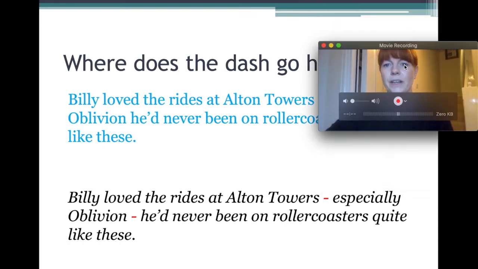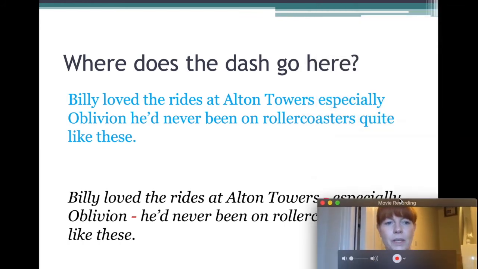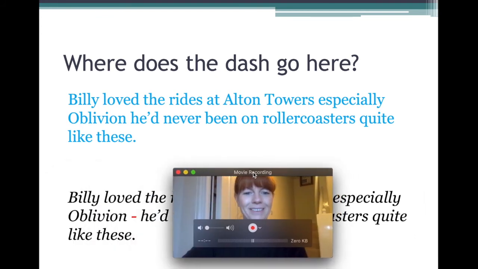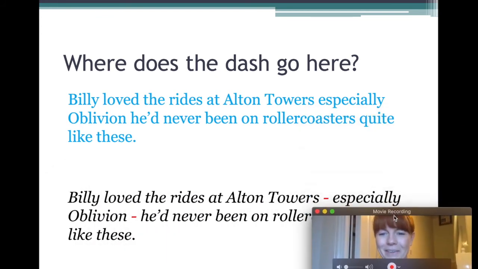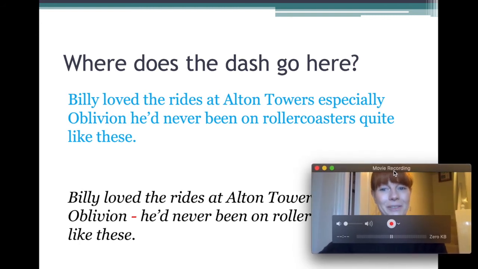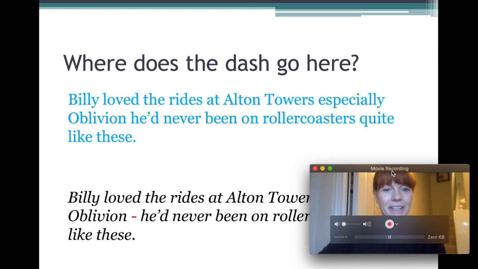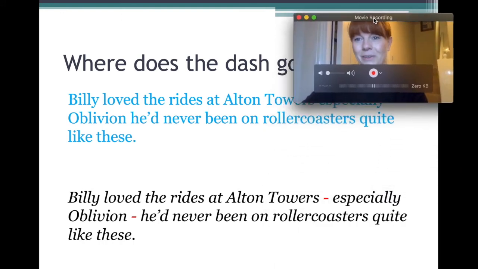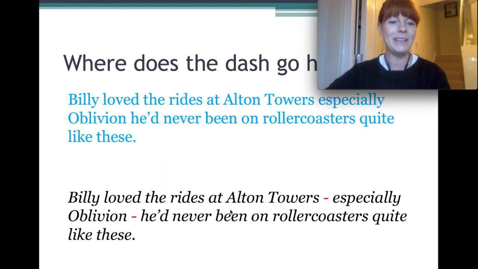So this time, where does the dash go? Here. Oh, I've actually put the answer, so I'm going to cover it up. Okay, you'll be able to see it anyway now. So, Billy loved the rides at Alton Towers, especially Oblivion. He'd never been on roller coasters quite like these. And I've already given you the answer. So Billy loved the rides at Alton Towers, and then there's a dash, especially Oblivion, that's the extra information. He'd never been on roller coasters quite like these.